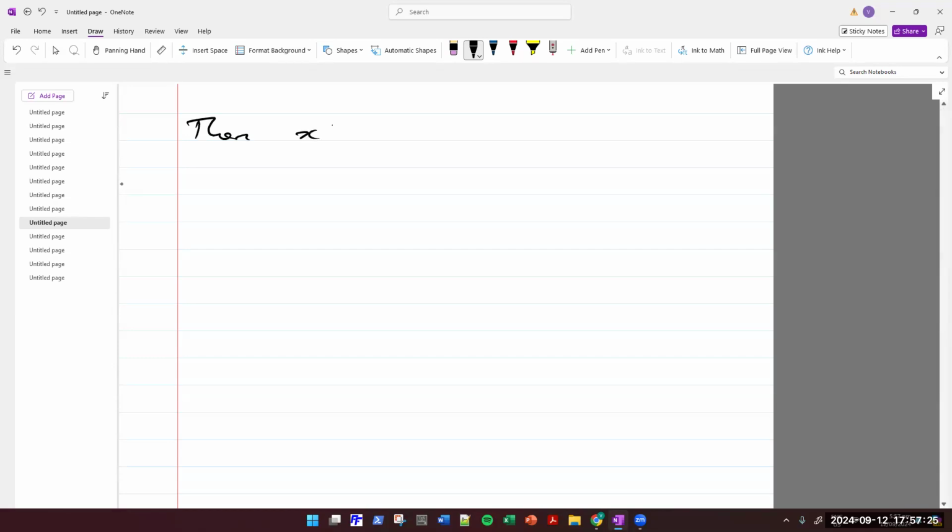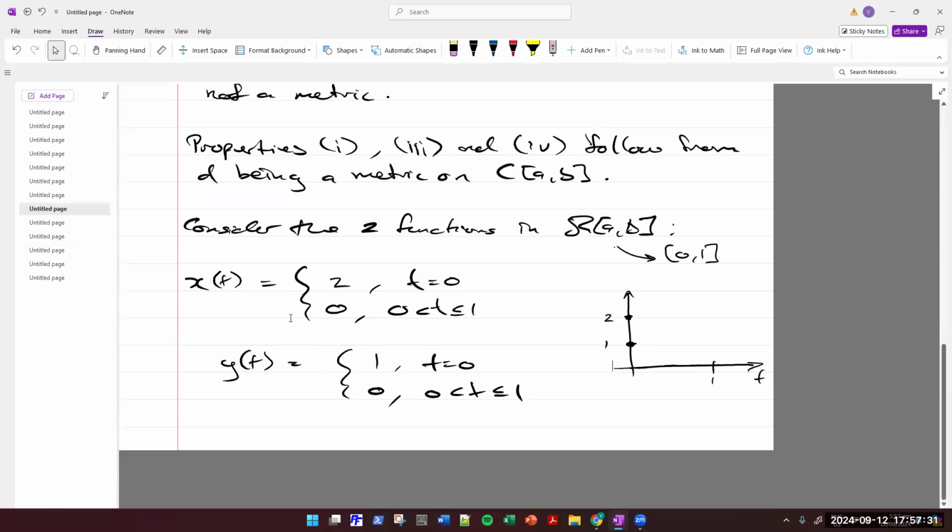So let's just work out what is x of t minus y of t. Subtract y from x. At t equals 0, it will be 2 minus 1, which is 1.